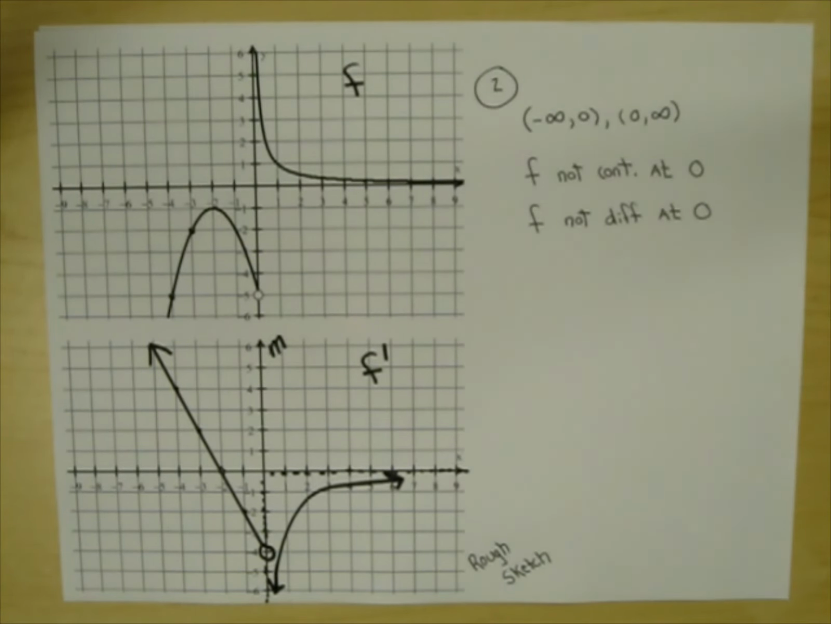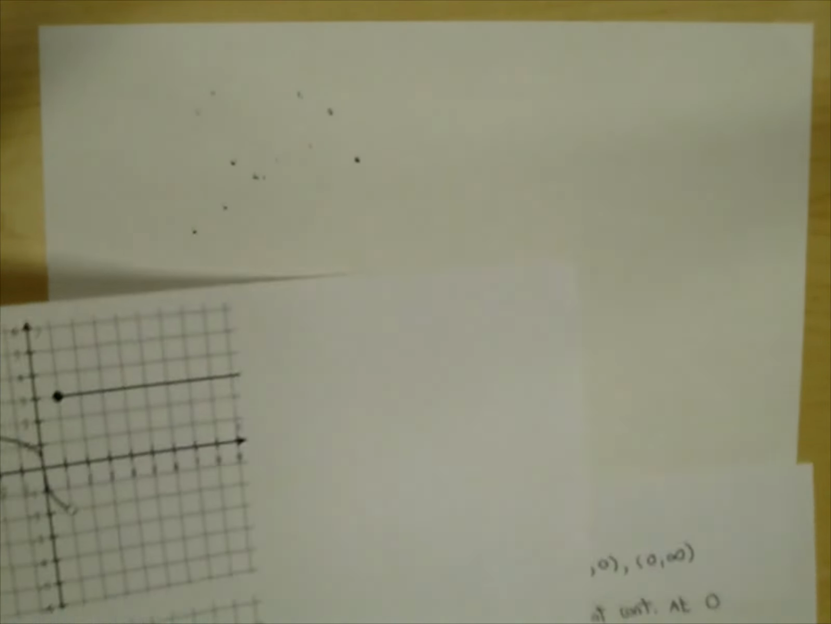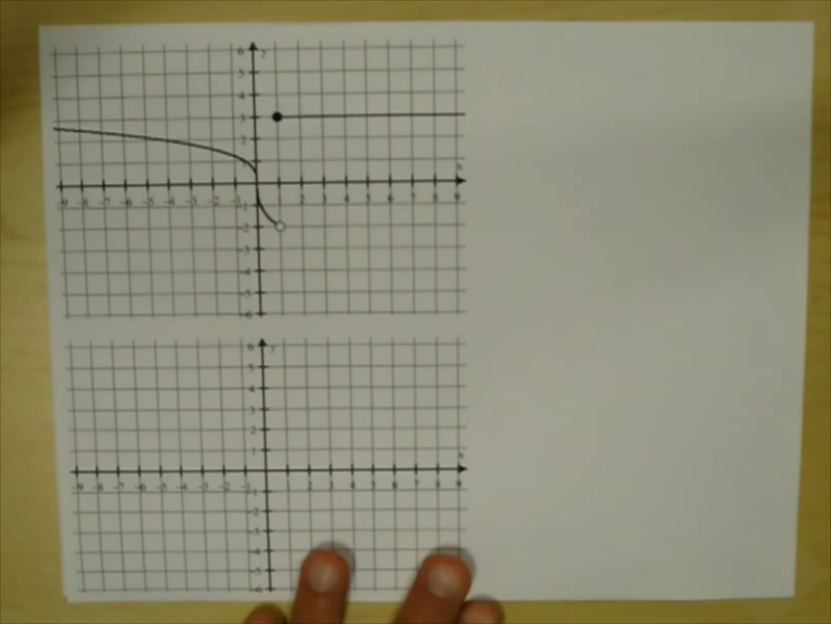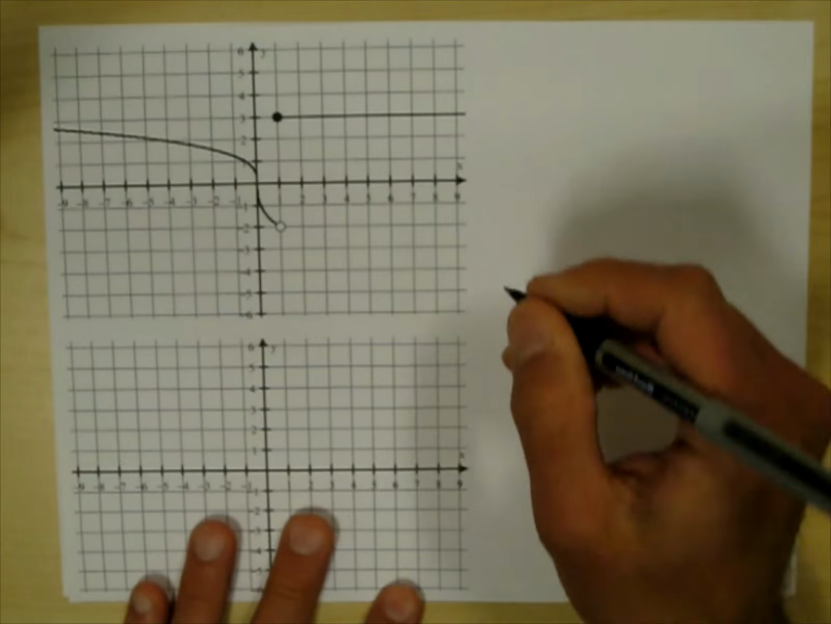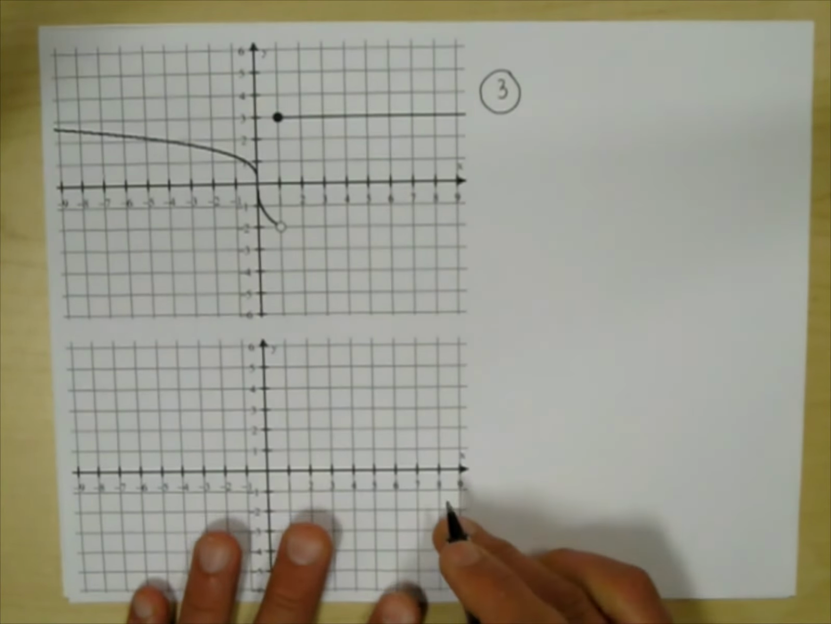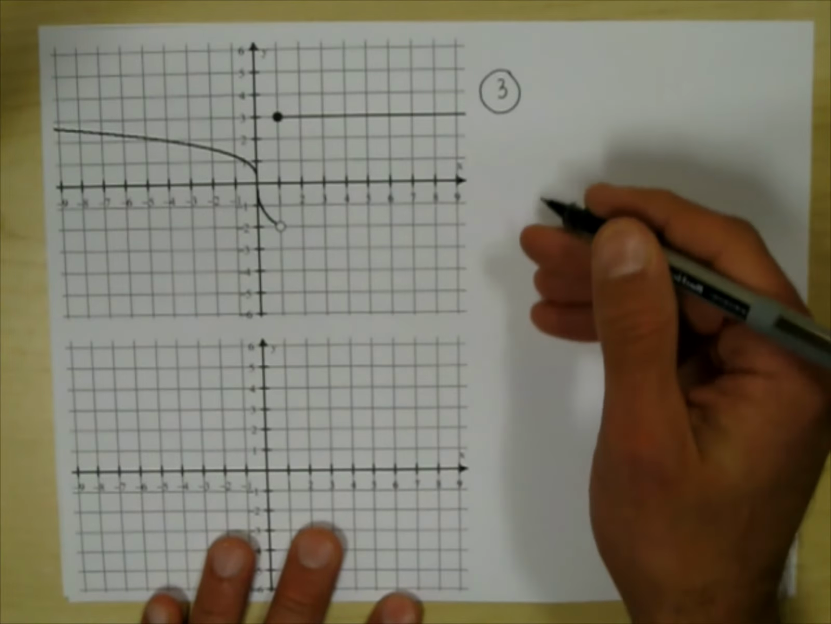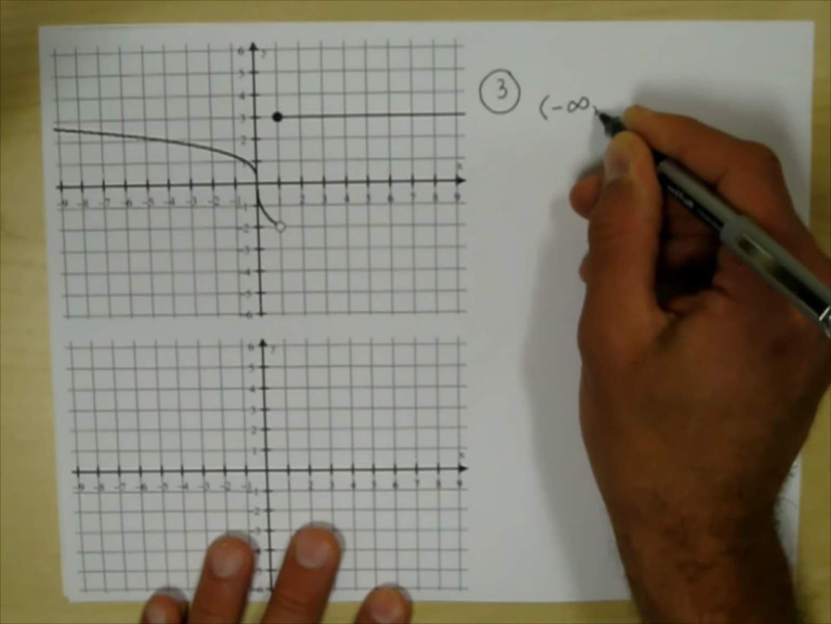Let's do a few more of these problems. It'll get a little more interesting. Oh wait, that's the one I want to do, and this will be number 3. I should have actually labeled them before the lecture. So there's number 3. We're going to be investigating from negative infinity to infinity.